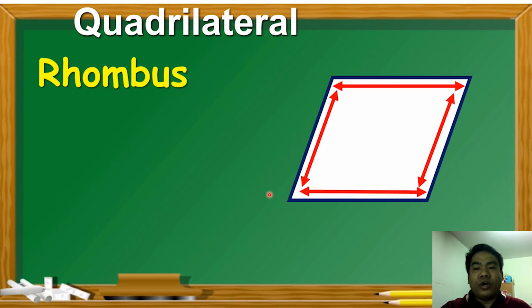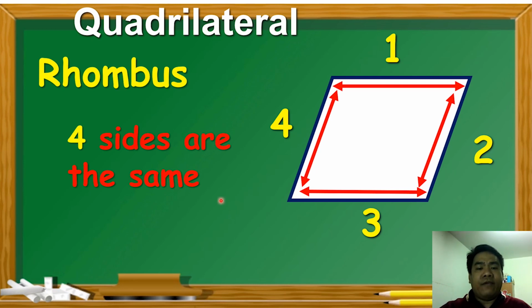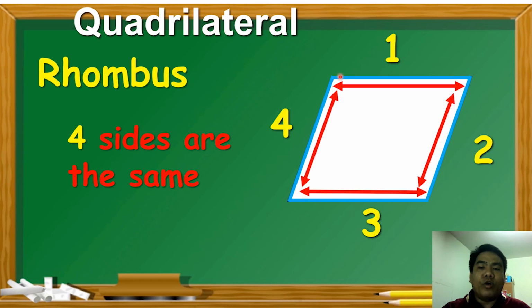But they are in the same sides. Okay, it has 4 sides. 1, 2, 3, 4 sides are the same in length. The only thing is that this side here is inclined. Okay, inclined. So we call that one a rhombus. Again, rhombus. Okay, next.